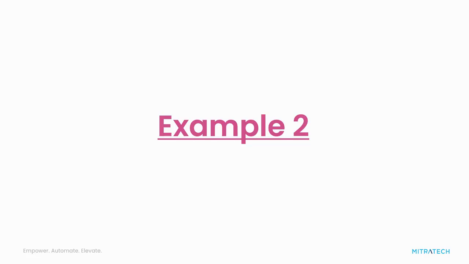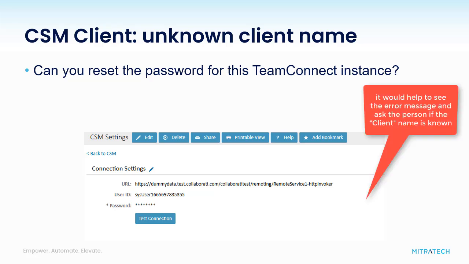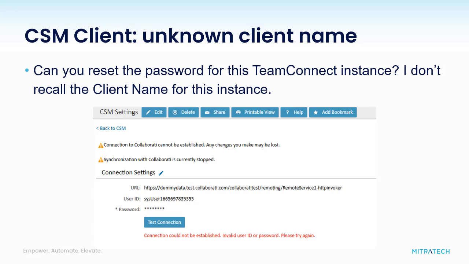Example 2. In this case, the client name is not known. Can you reset the password for this Team Connect instance? And they just sent a screenshot. I don't recall the client name for this instance. And there's the error message, invalid user ID or password. Please try again.